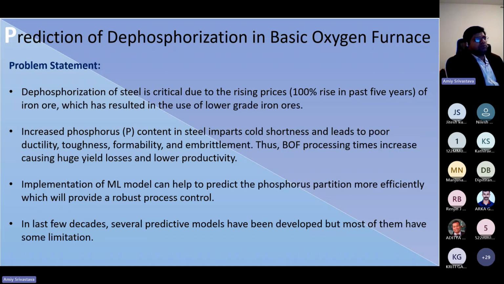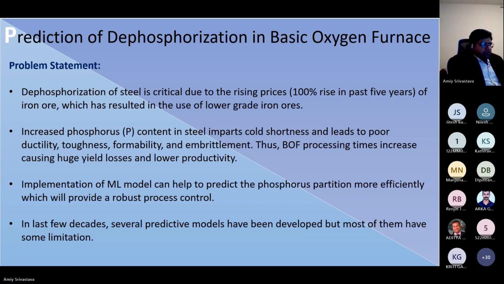But what was the problem statement? Dephosphorylation of steel is critical due to rising prices. We have observed that a 100% rise has been observed in the past 5 years in the price of iron ore in North America. That has resulted in the use of lower grade iron ore. People have to use lower grade iron ore, otherwise the steel price will also increase, which people don't want to pay for.